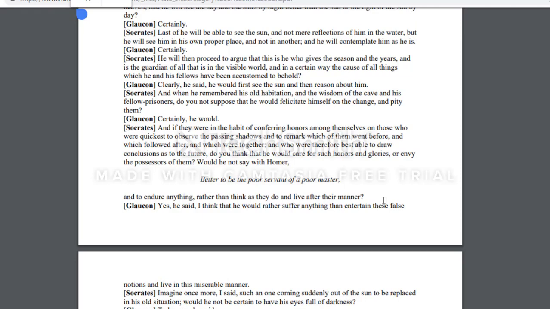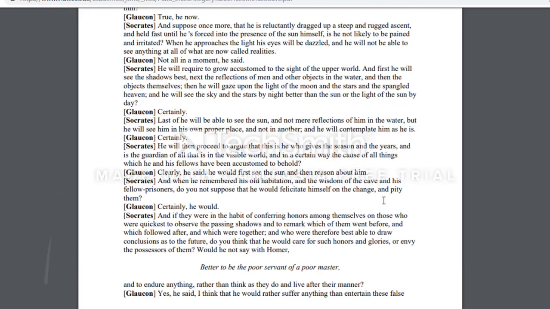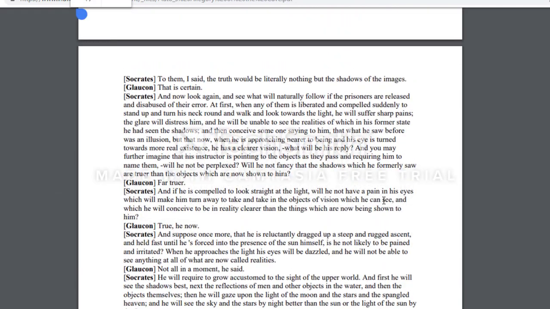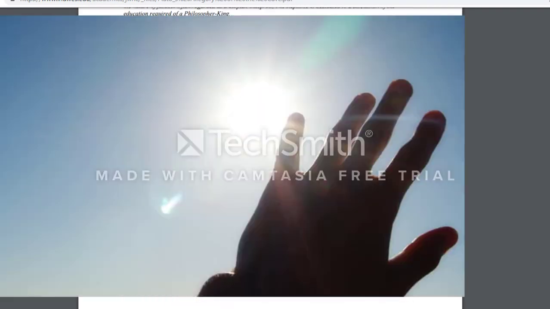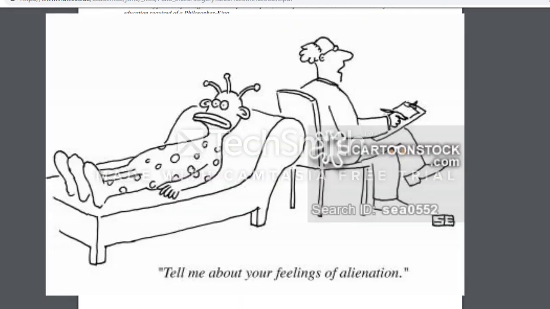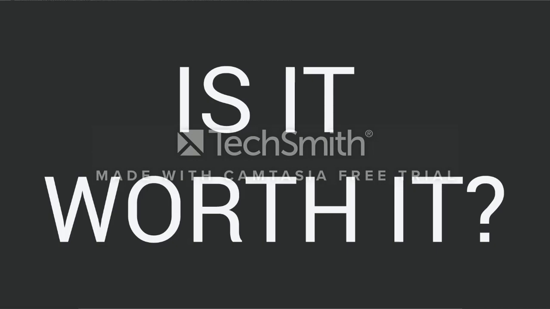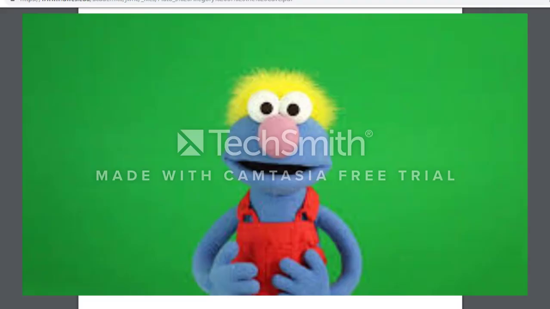Because the effects of going into the light of wisdom, or rather, the light of reason into philosophy, is also knowing that your eyes are going to burn a little bit. That you are going to feel a little bit alienated. But is it worth it? Or are we going to live our lives as puppets? As it says here, it's just puppets. We're just watching a show.